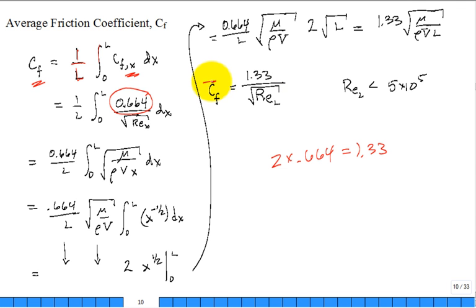This is for the average friction coefficient from 0 to L, because that's what they're putting here for the Reynolds number. The length is L. And it has to remain laminar. You can't use this correlation for laminar flow out into the turbulent region. So the maximum Reynolds number will be at the trailing edge when x is equal to L, and it needs to still remain below 500,000.